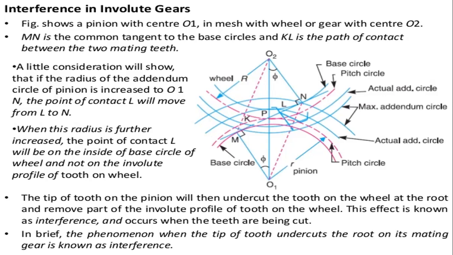In brief, the phenomenon when the tip of the tooth undercuts the root on its mating gear is known as interference. So the tip of the tooth is undercutting the root on its mating gear, which is called the interference condition.